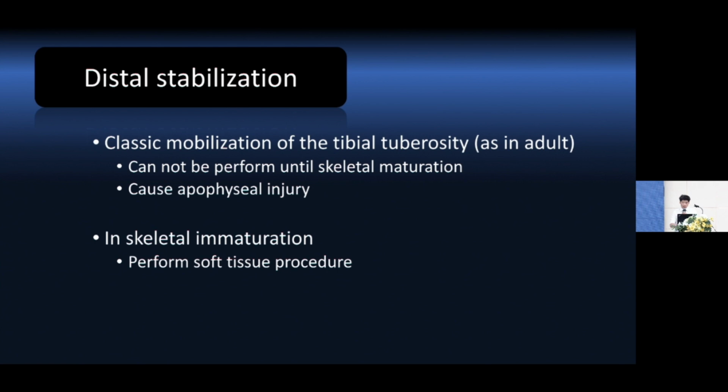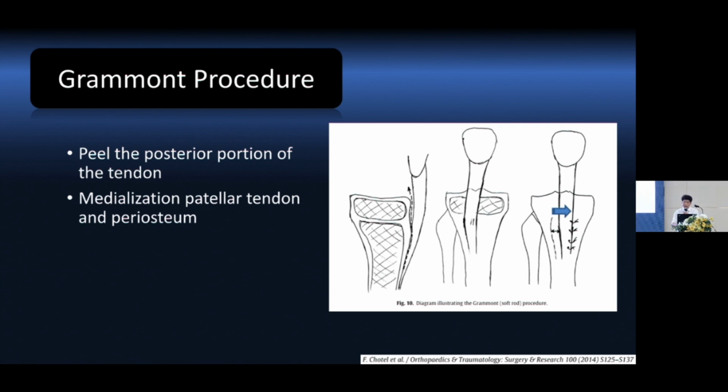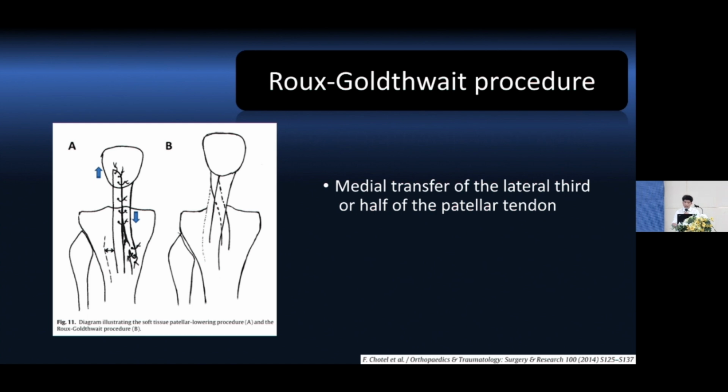Distal stabilization: the classic mobilization of the tibial tuberosity seen in adults cannot be performed until skeletal maturation due to the risk of apophyseal injury. However, during skeletal immaturity, soft tissue procedures can be performed. The first procedure is the Gammon procedure, where the posterior portion of the patellar tendon is peeled off, and the patellar tendon and periosteum are medialized. The second procedure is called the Roux-Goldthwait procedure, which involves the medial transfer of the lateral third or half of the patellar tendon.